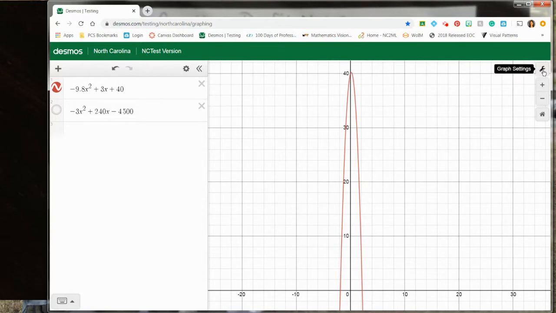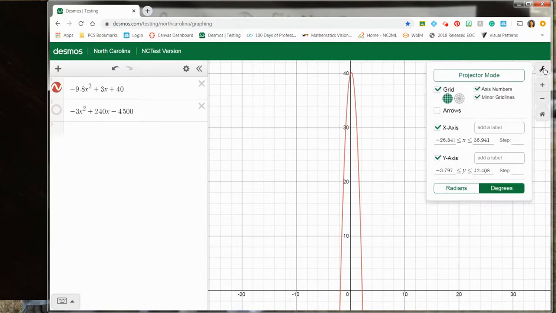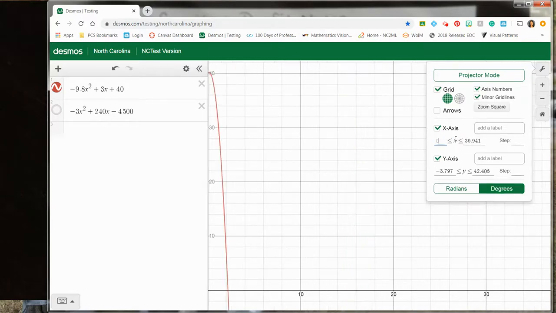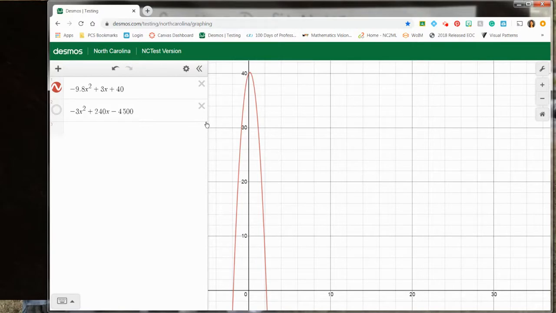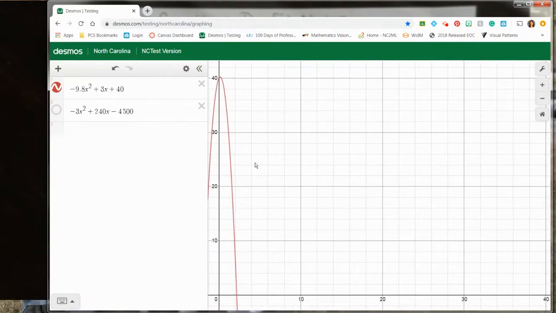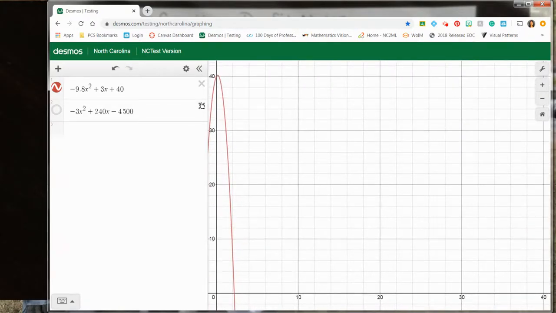So what I'm going to do is change my graph settings, and I can say that I don't want any x values that are less than 0. I'm going to move it over a little bit just so we have more room to see what happens at 0, but nothing on the left hand side of 0 matters to us. So this is the path that we care about.